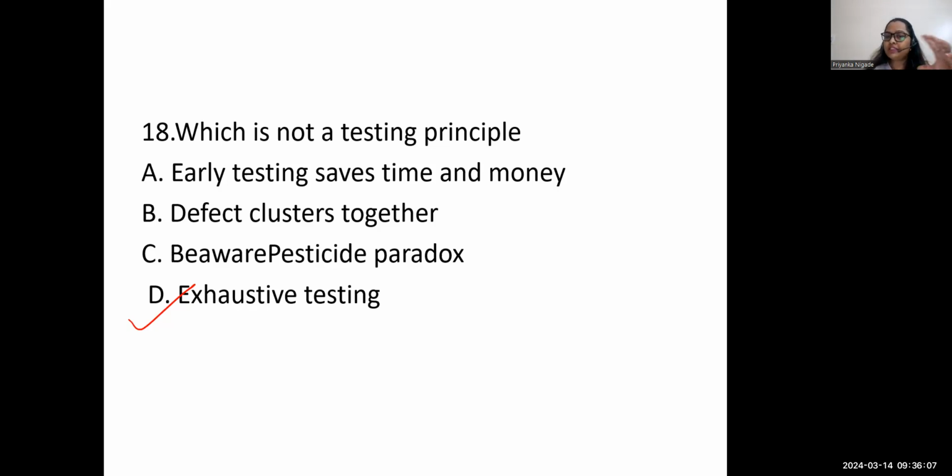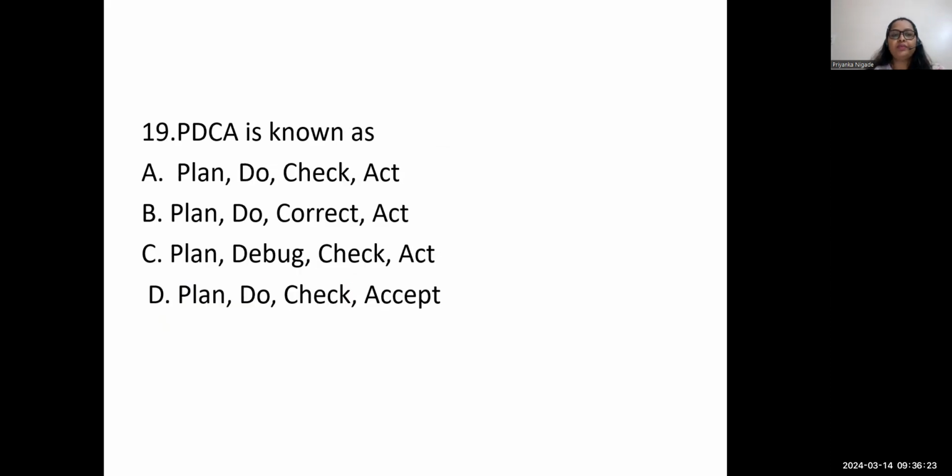We have seen defects cluster together. Defects have a tendency to come in a cluster, in a group. That is our principle. But exhaustive testing is not our principle. We have exhaustive testing is impossible. That's our principle. Okay. Let's try the next question.